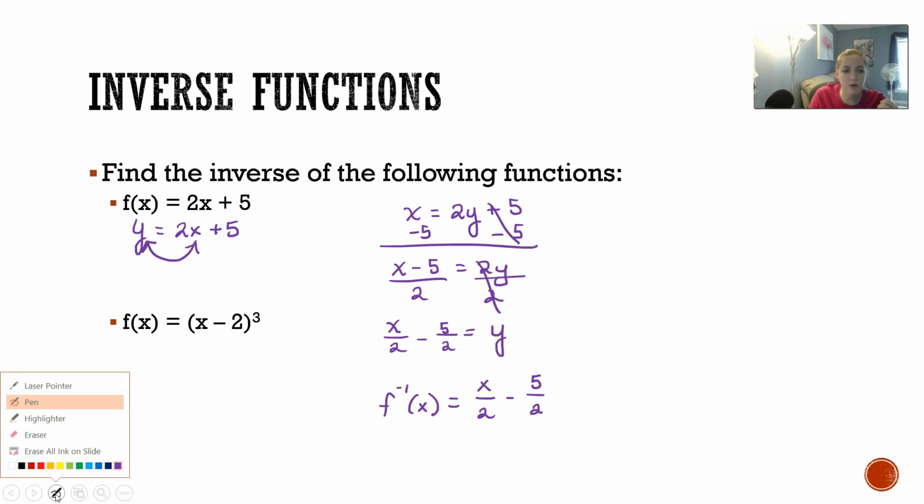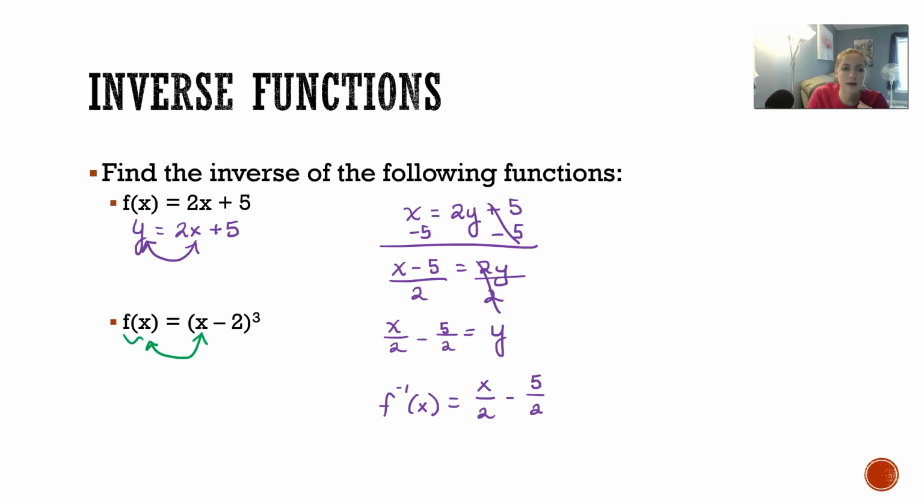Okay, let's try that again with our other example. f of x equals the quantity x minus 2 cubed. Again, we're just going to go ahead and switch that y and that x. So this becomes x equals y minus 2 cubed. Now we need to go ahead and solve for y. So the first thing, we need to get rid of those parentheses. If there's a cube in the way, the only way to undo a cube is to do the cube root.